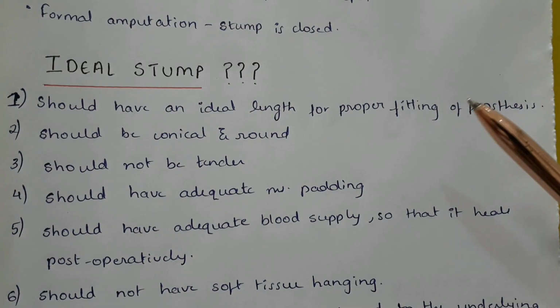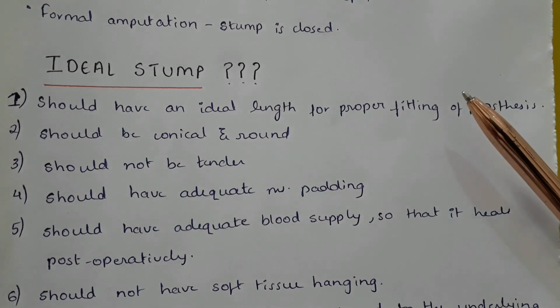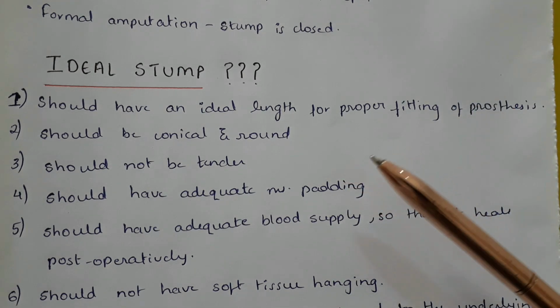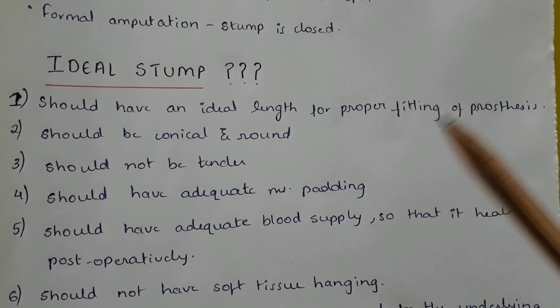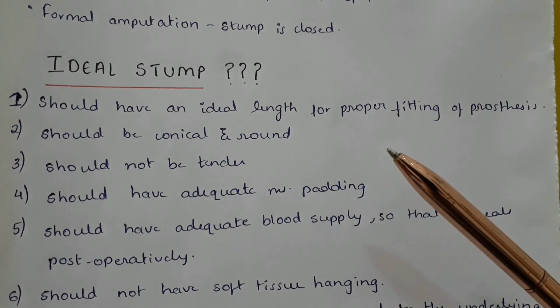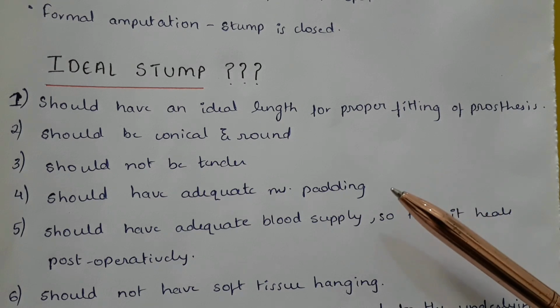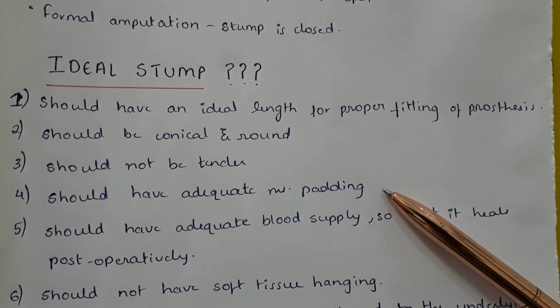What is an ideal stump? An ideal stump is the one which should have an ideal length for proper fitting of prosthesis. It should be conical and round. It should not be tender. It should have adequate muscle padding.